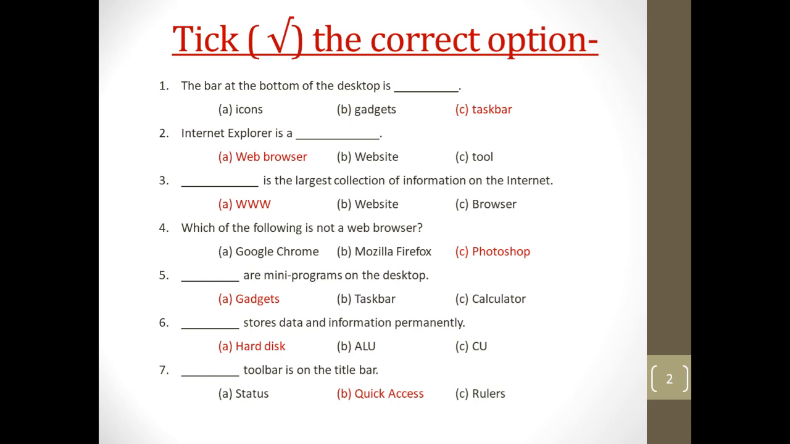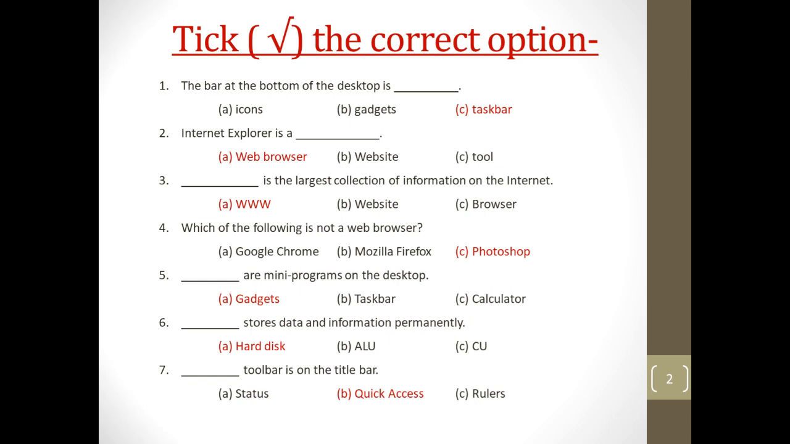First is the bar at the bottom of the desktop is dash. Icons, gadgets, taskbar, and the answer is taskbar. Second is Internet Explorer is a dash. Web browser, website, tool, and the correct answer is web browser. Internet Explorer is a web browser.